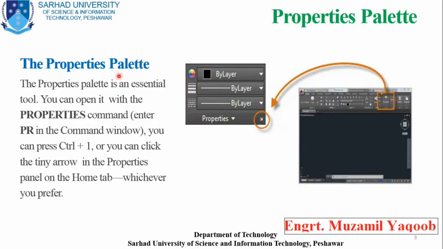The properties palette is an essential tool. You can open it with the properties command by just entering PR in the command window, or for a shortcut you can use Control or Alt + 1. Over here in this picture you can see where the properties portion lies in the ribbon of AutoCAD 2016.